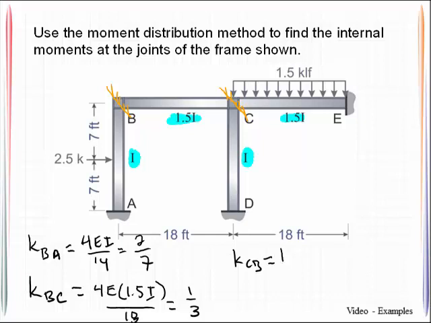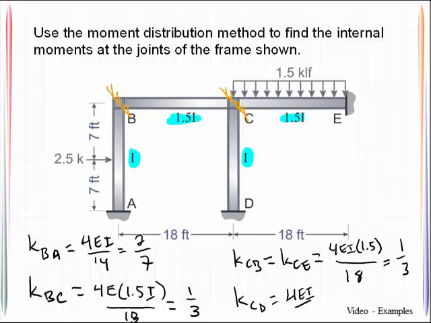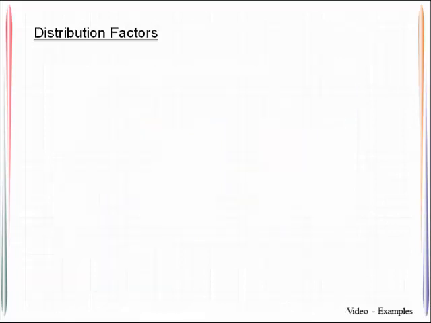KCB is equal to KCE, and that's 4EI, but we have that factor of 1.5 on the I, divided by 18, that's equal to 1/3, and KCD is equal to 4EI over L, which is 14, and that is equal to 2/7. So joint B has 2 members coming into it, joint C has 3, and so we need to make sure as we calculate the distribution factors that we account for that.